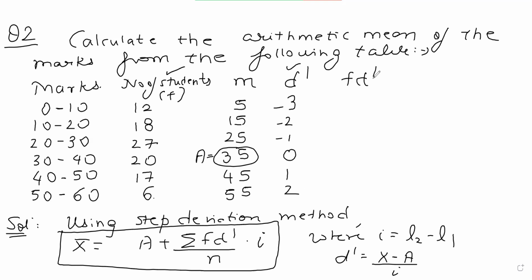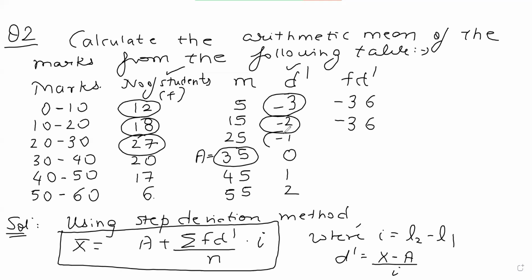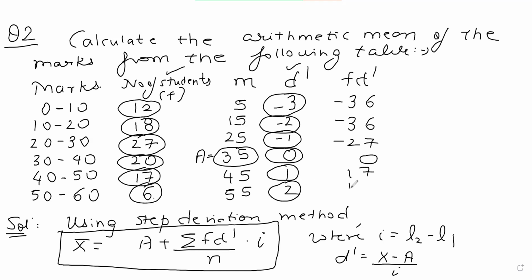So FD dash is going to be 12 into minus 3, minus 36. 18 into minus 2, minus 36. 27 into minus 1, minus 27. 20 times 0, 0. 17 times 1, 17. 6 times 2, 12.